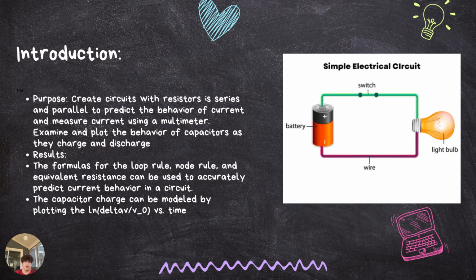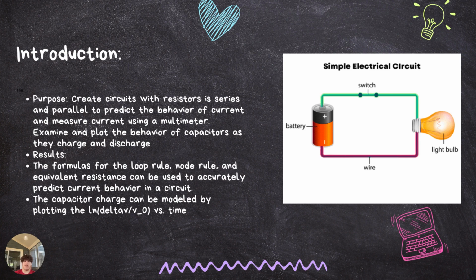As an introduction, the purpose of this lab was to create circuits with resistors in series and parallel to measure the behavior of current and measure current using a multimeter. We also examined and plotted the behavior of capacitors as they charge and discharge. For the results of the experiment, the formulas for the loop rule, node rule, and equivalent resistance can be used to accurately predict current behavior in a circuit.